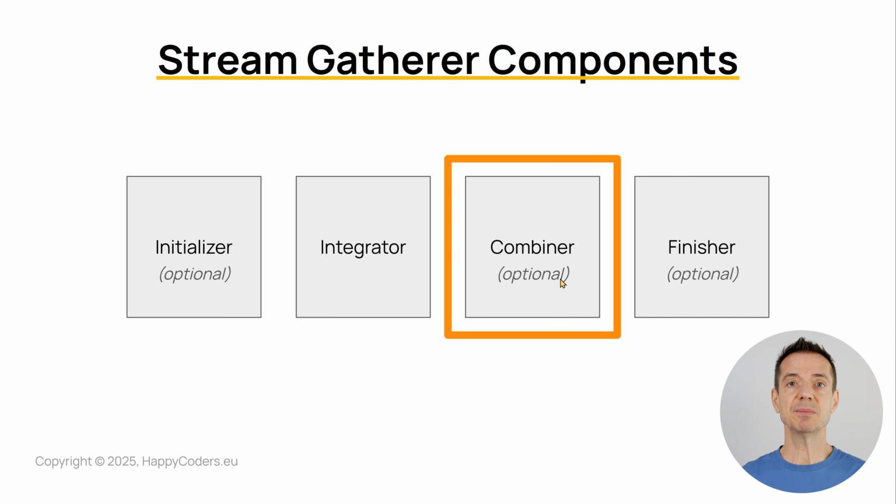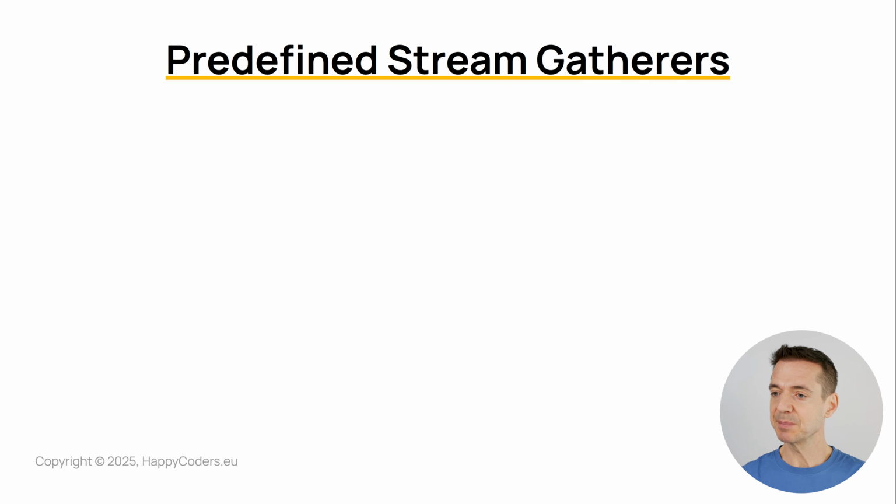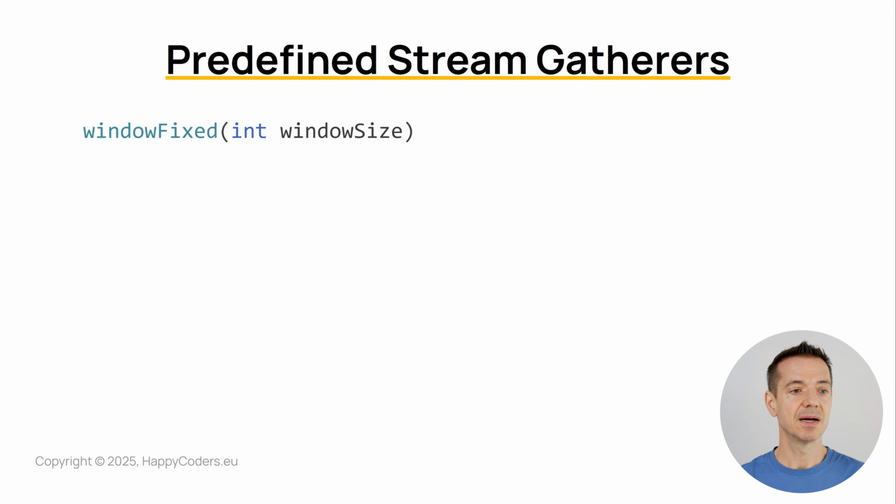That was the last stream gatherer component, the combiner. With these 4 components, you can now implement any imaginable intermediate operations. But as you already saw in the example of the windowFixed operation, you don't always need to write your own gatherer, because for commonly used intermediate operations, the JDK developers have already done that for us. Specifically, there are the following.